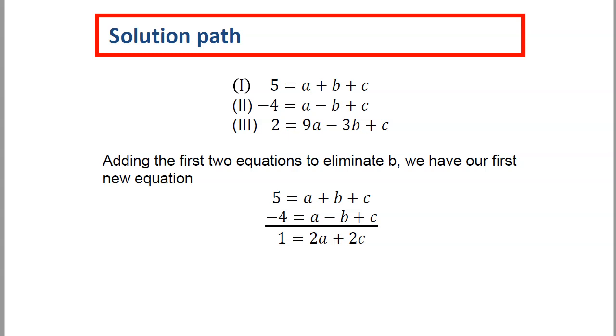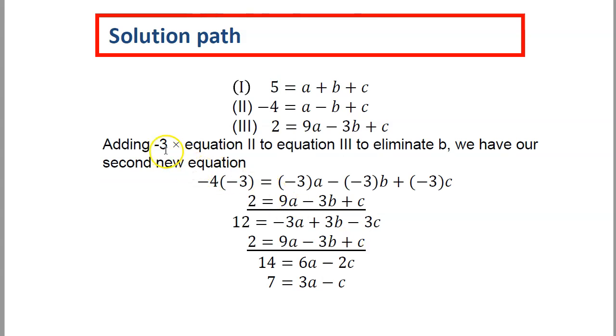Adding the first 2 equations will help us eliminate B. If you look at equation 1 and equation 2, you can see that we have B and negative B. So this gives us the idea to add those 2 equations. When we add those 2 equations, we get 1 equals 2A plus 2C. So that's our first new equation.